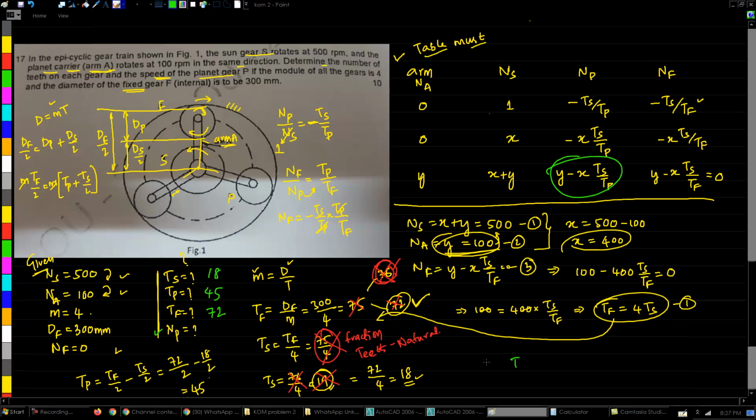So NP equals y minus x times ts by tp. So y and x, both the values are known. Let us substitute them. Y value is 100 minus x value is 400 and ts value is 18. TP value is 45. Let us see what is the speed of NP. So this comes out to be minus 60. So minus 60 RPM is the speed of planetary gear P.